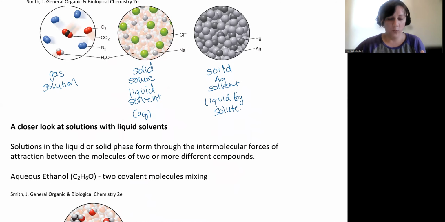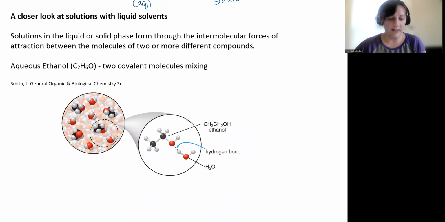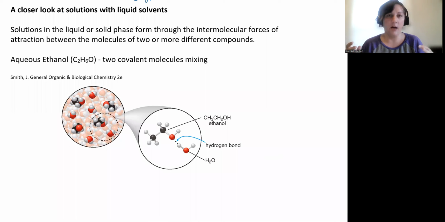But we are going to focus in this class on solutions that have a solvent that is a liquid. This is because we're going to spend a lot of time thinking about how to extract cannabinoids and terpenes into a solution of either water or alcohol or oil. And so let's take a little bit of a closer look at liquid solvents.